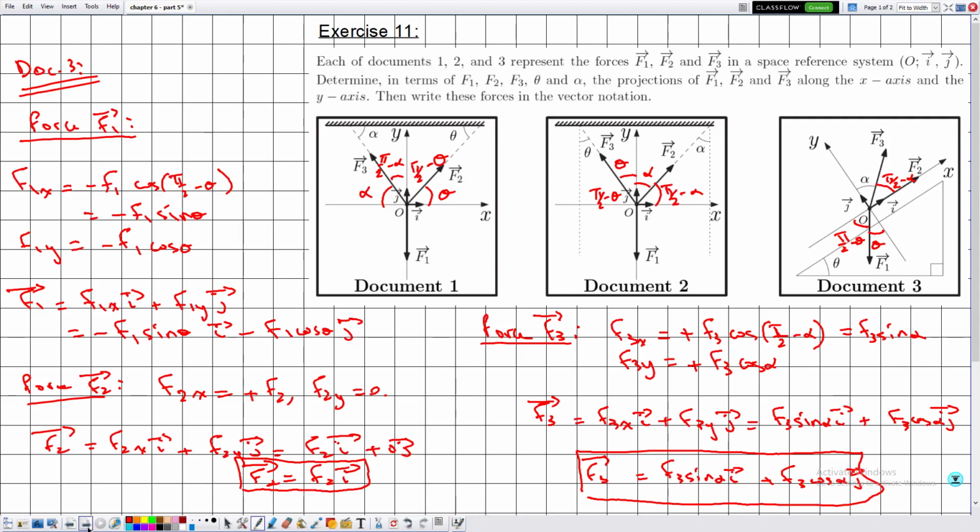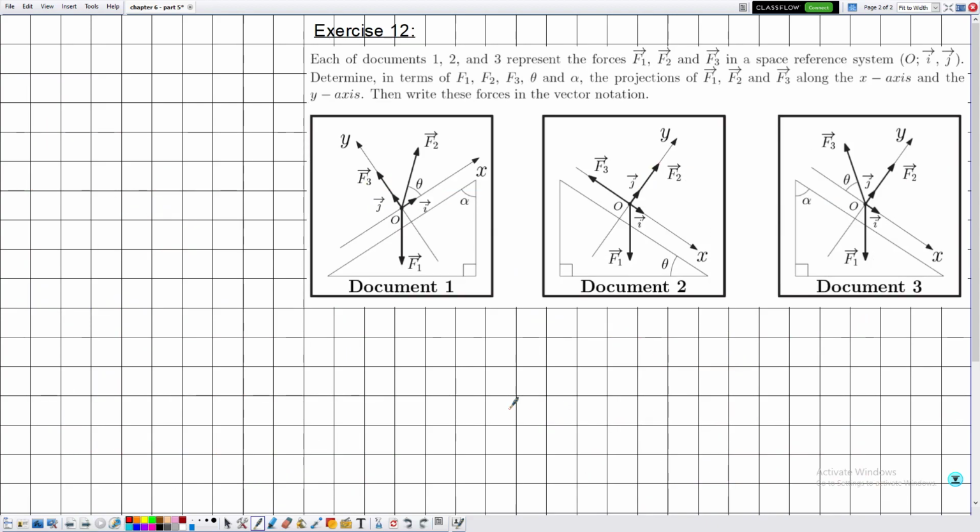And now let's move to the next exercise, which is the final exercise, exercise number 12. Similarly, each of documents 1, 2 and 3 represents the forces F1, F2 and F3 in a space reference system OIJ. Determine, in terms of F1, F2, F3, theta and alpha, the projections of F1, F2 and F3 along the x-axis and the y-axis. Then write these forces in vector notation. Let's start with document 1.